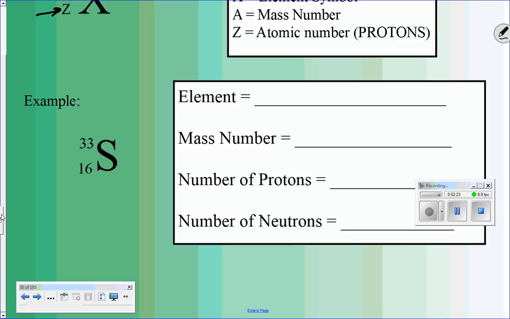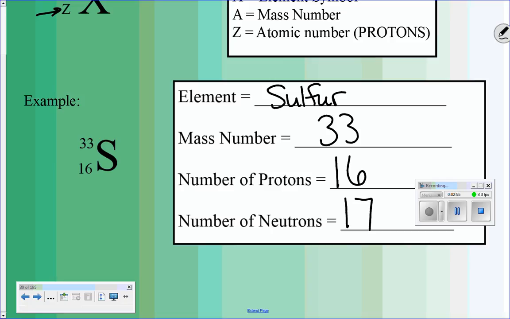Looking at this symbol, we see the letter S, which is the symbol for sulfur. That should also align with sulfur's atomic number, which is 16, and it does. If you go to the periodic table, you'll find that sulfur's number is 16. It shows us we have 16 protons. Our mass number given by the top number is 33. To determine our number of neutrons, we're going to subtract these. So 33 minus 16 is 17.